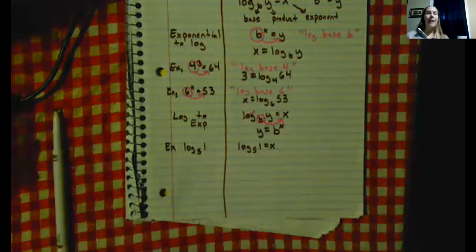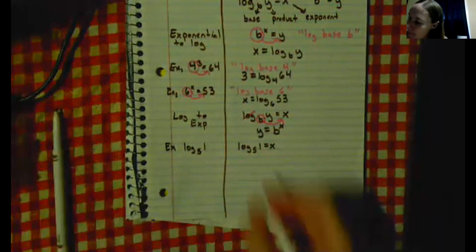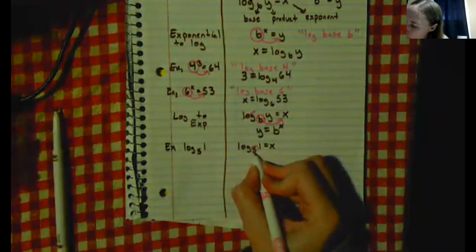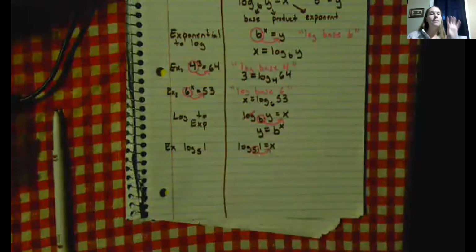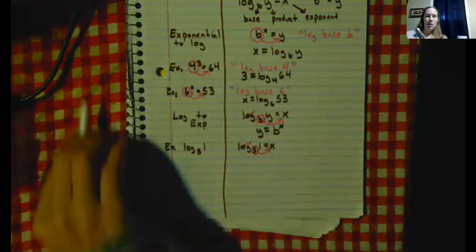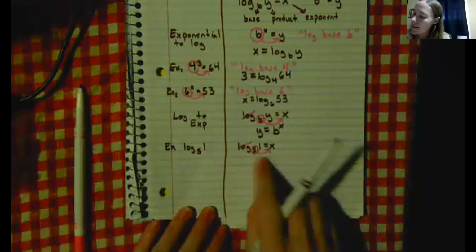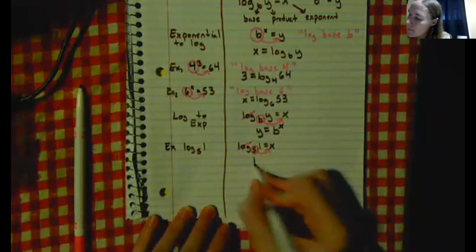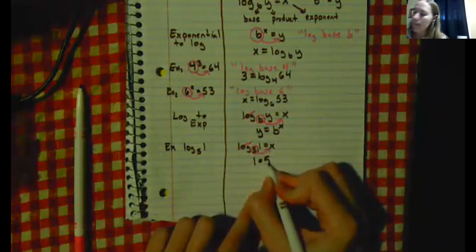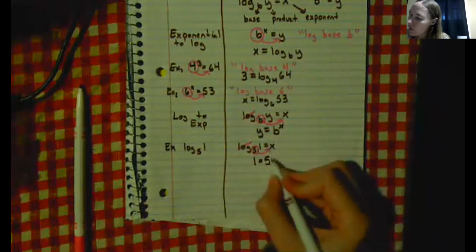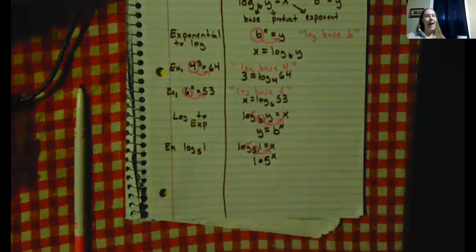So first, I identify my base. That's my small number on the bottom, and I move it to the other side. Next, because I'm taking the inverse, my log is going to drop off. It's going to disappear. So all I have left on this side is 1, and it's going to equal my base, which stays on the bottom, and whatever's over here is going to become my exponent.